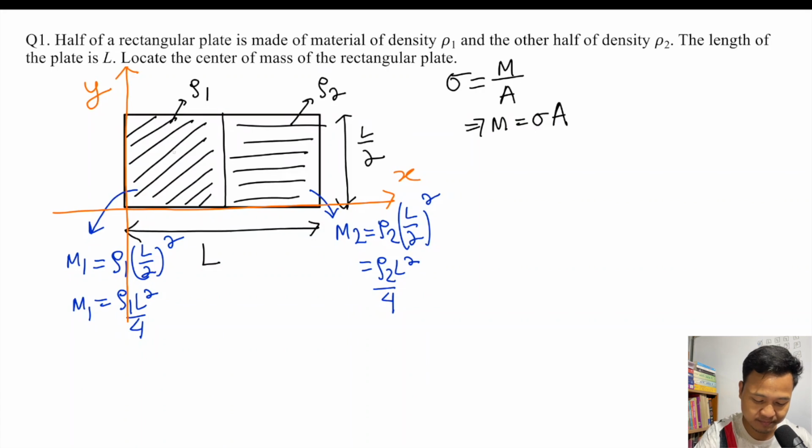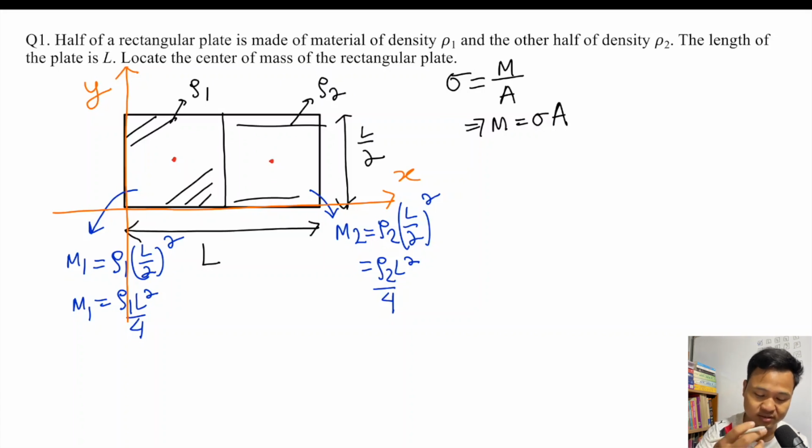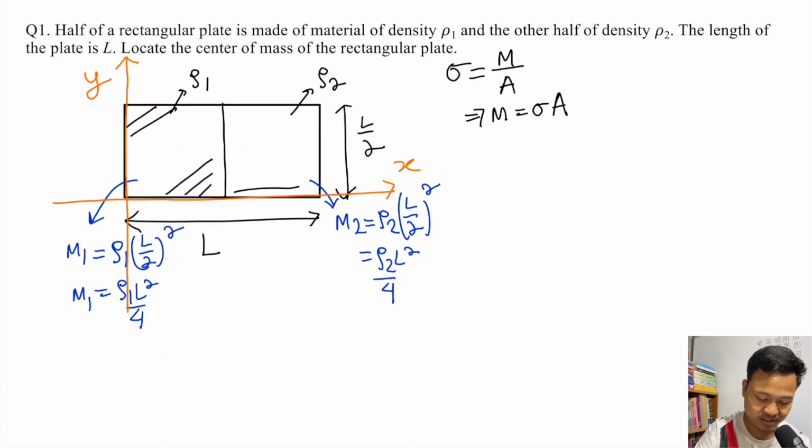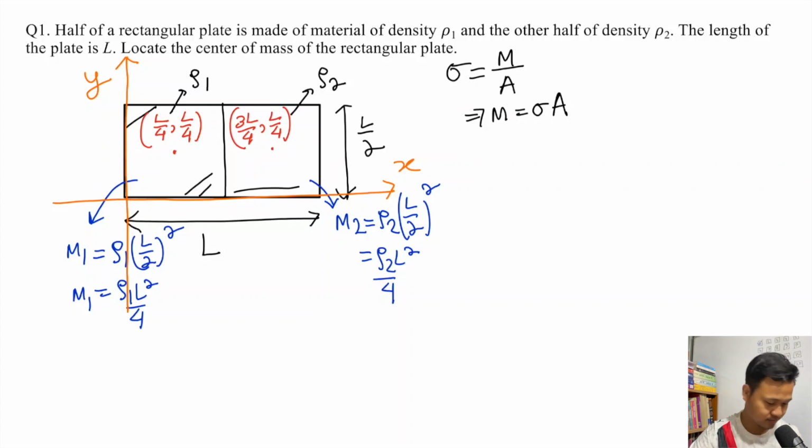Now the center of mass. Since it is non-uniform, we can't use the geometrical center of the whole plate. We use the individual center of mass of each half, which is its geometrical center. So for M1 it is L by 4 comma L by 4. For M2 it will be 3L by 4 comma L by 4, since x is L by 2 plus L by 4, that is 3L by 4, and y is L by 4.